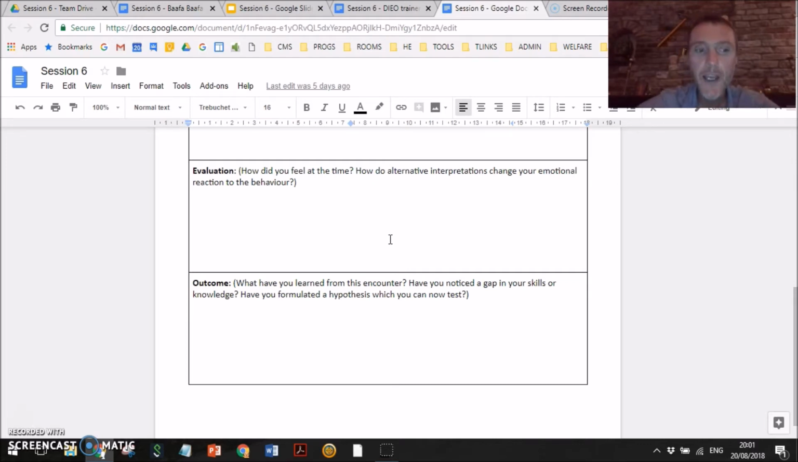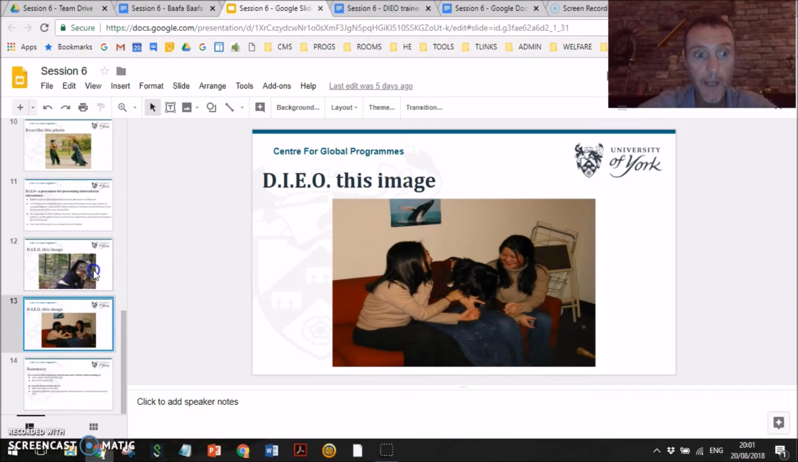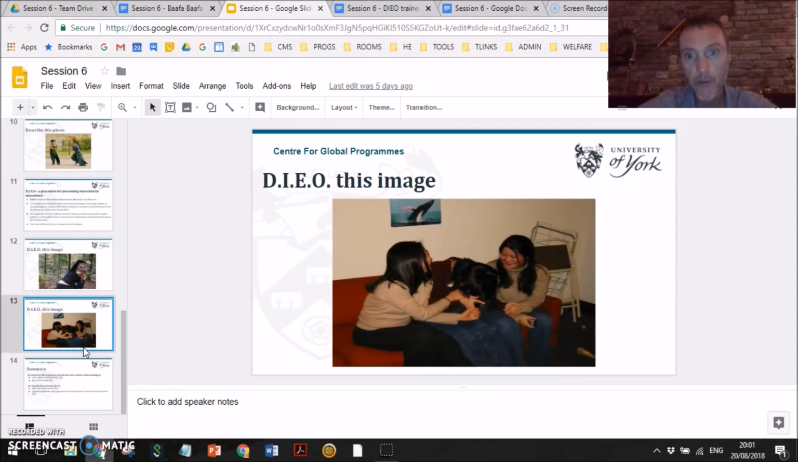Okay. So this is how experientially the DIEO model can work in the field as the students are having genuine intercultural encounters. How we finish this session is we simply give them 2 more photographs. And we get them to practice DIEO with these 2 photographs. And they can do this individually. They can write down their impressions. They can explore different interpretations, different evaluations of what's going on, and they can compare these together.